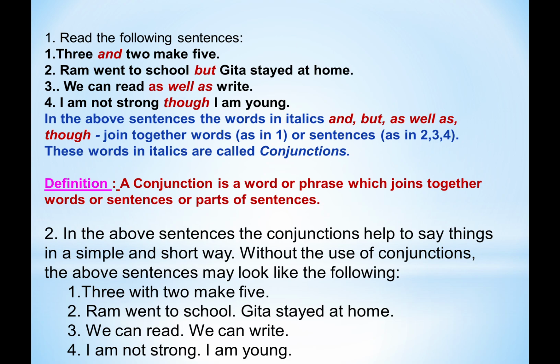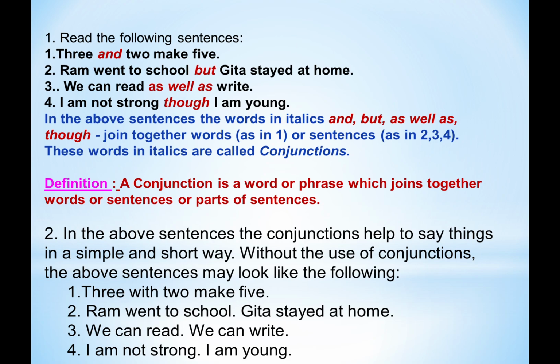Definition: a conjunction is a word or phrase which joins together words or sentences or parts of sentences. In the above sentences, the conjunctions help to say things in a simple and short way. Without the use of conjunctions, the above sentences may look like the following. 3 with 2 make 5. Ram went to school, full stop, Sita stayed at home. We can read, we can write. I am not strong, I am young.